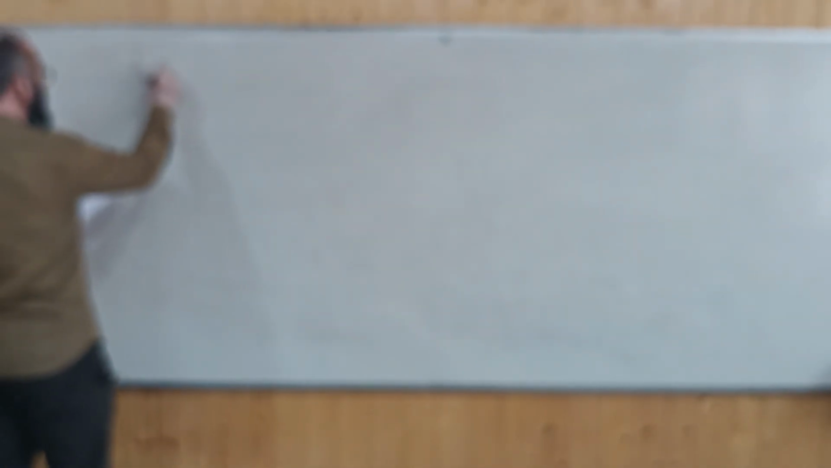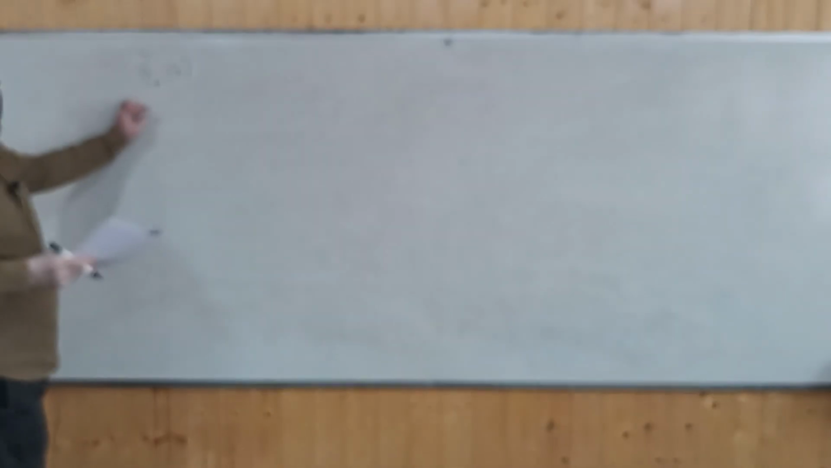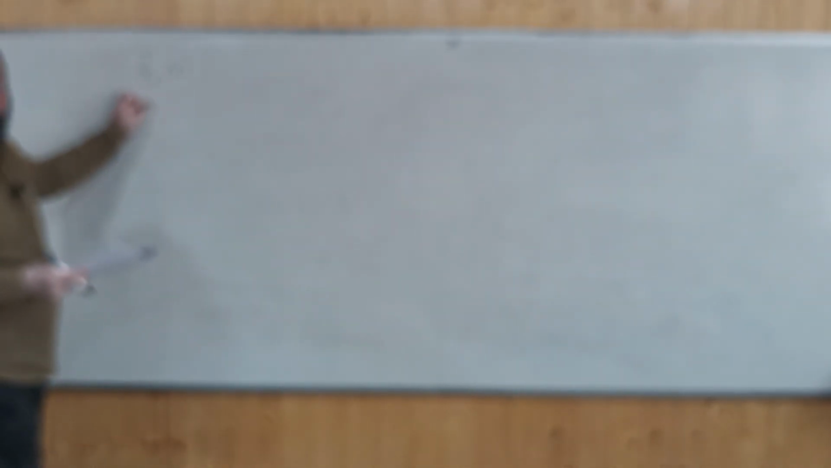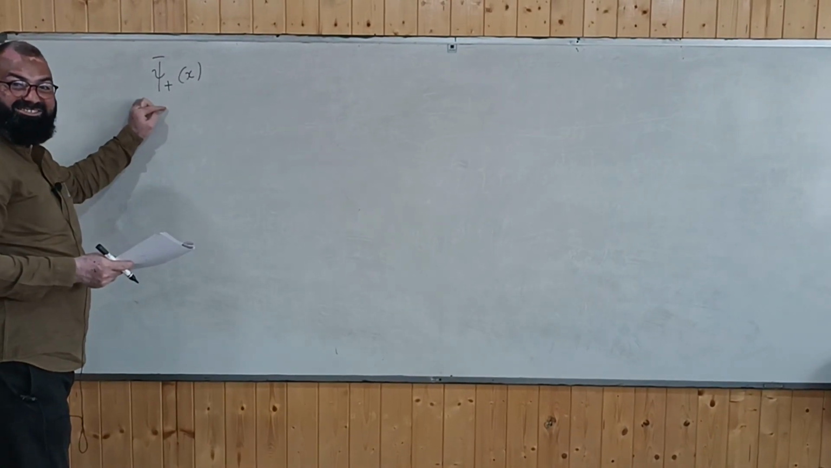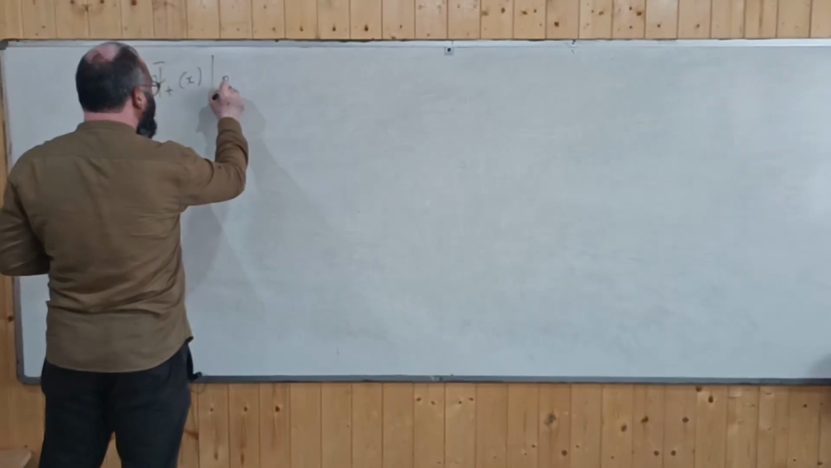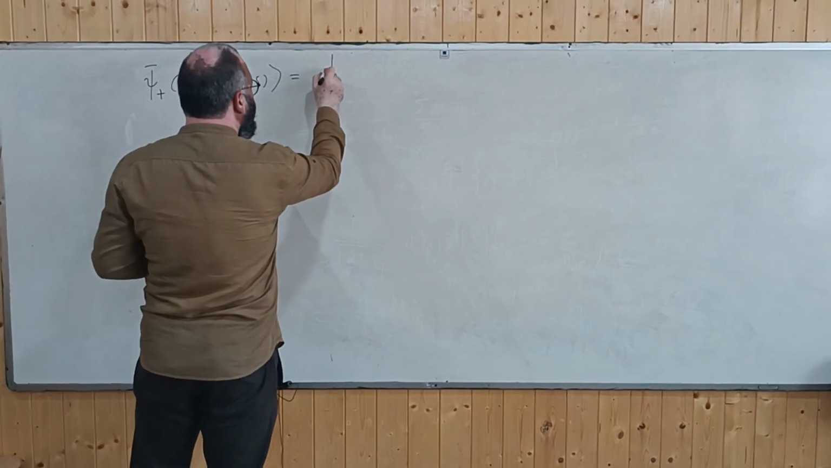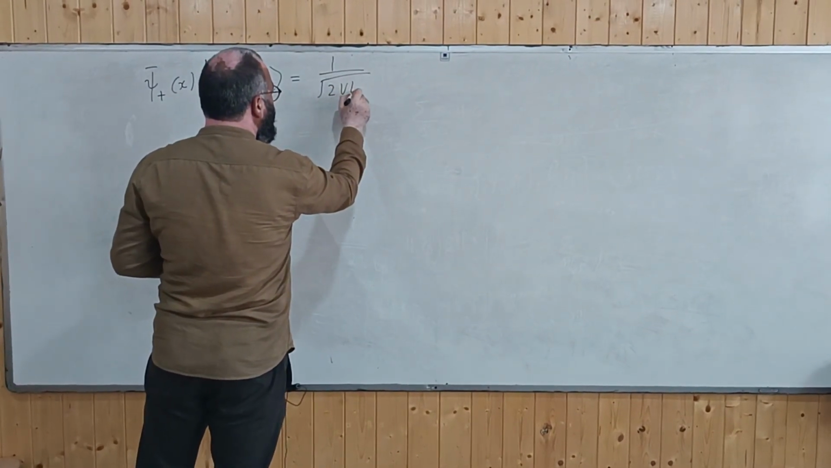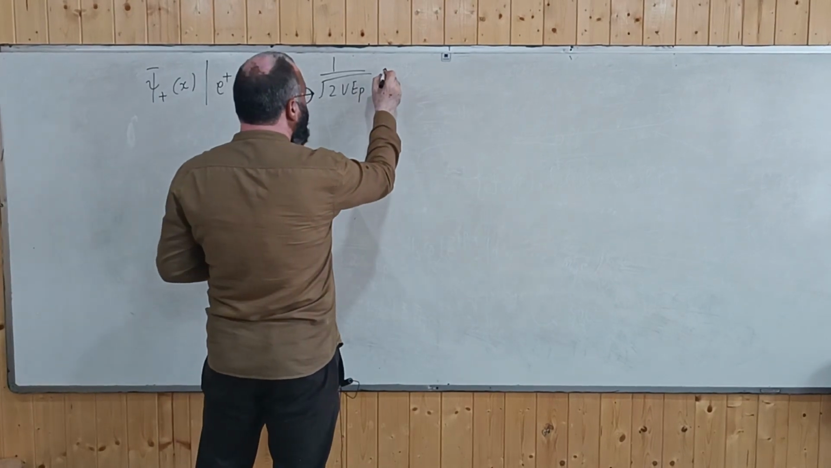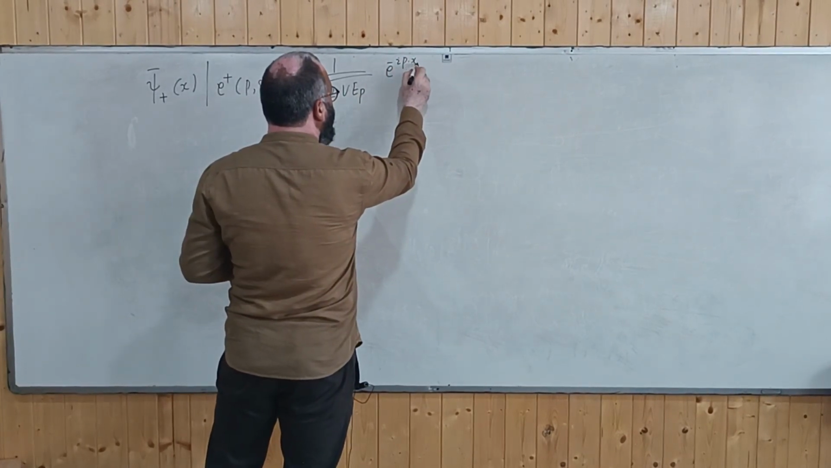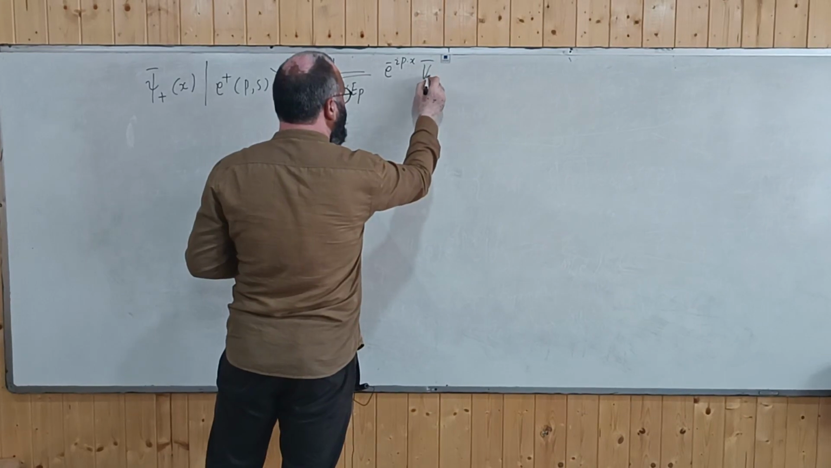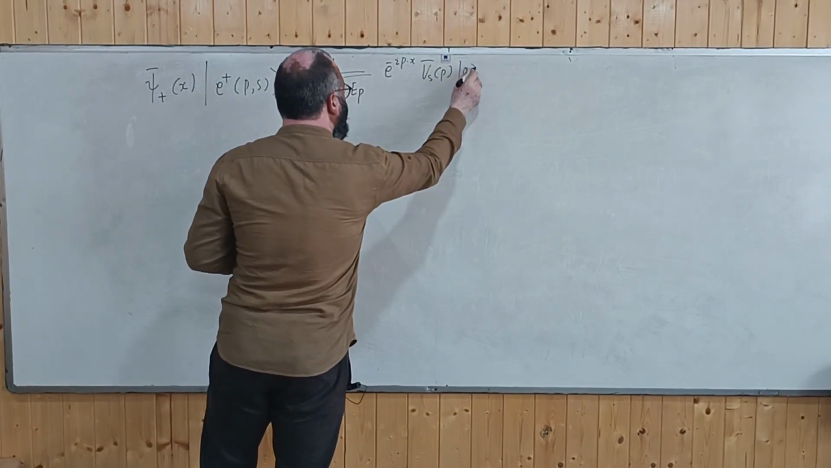So if I now have psi bar plus of x, what is psi bar plus? It is the annihilation operator for the positron. Clear? So what will you get on this positron? You will simply get 1 divided by root of 2 V E_p, e raised to minus i p dot x, then V bar s of p acting on the vacuum.